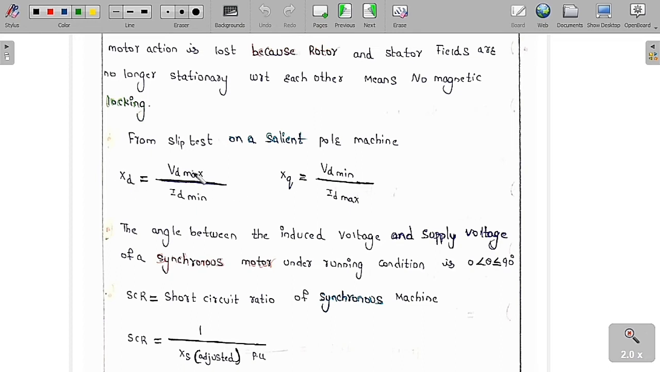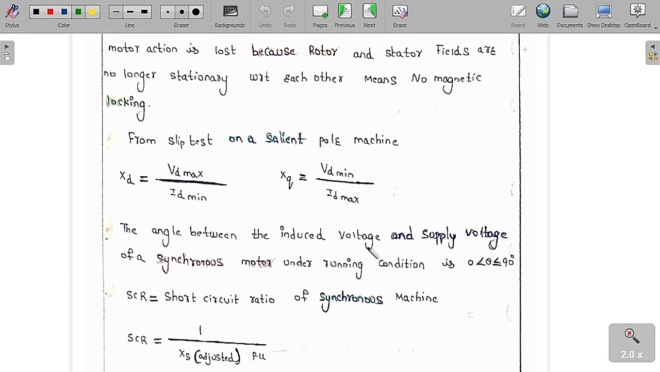If XD is greater, the numerator is more than the denominator. Here for XQ, the numerator is lesser than the denominator. Therefore, VD max by ID min for XD, and VD min by ID max for XQ. With the help of these values, we can get the values of XD and XQ. XD is called the direct axis reactance and XQ is called the quadrature axis reactance.